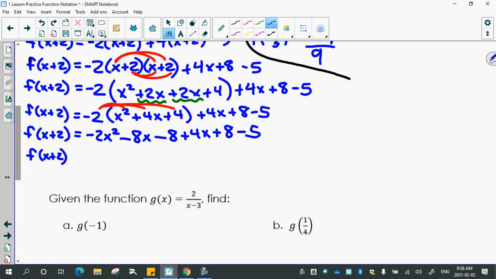So there's no other x squared term. And then -8x plus 4x is -4x. And then -8 plus 8 minus 5 is -5. So that would be your final answer. That took a lot of steps to get through. Stuff that we kind of already know from grade 10, but we may be a bit rusty on. Okay.